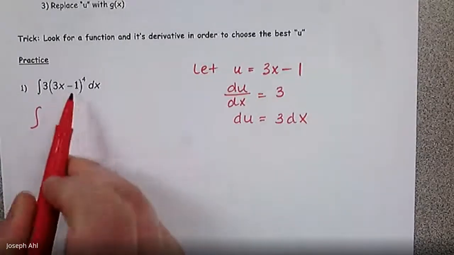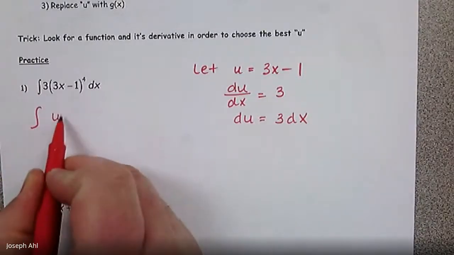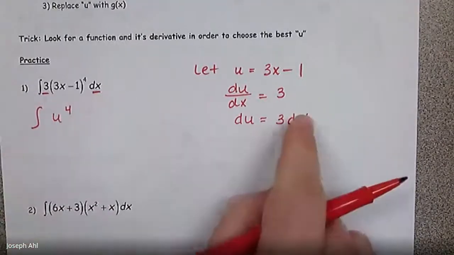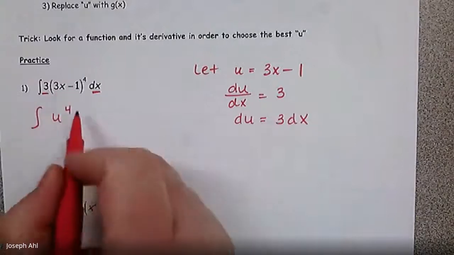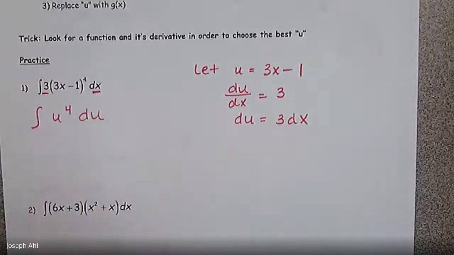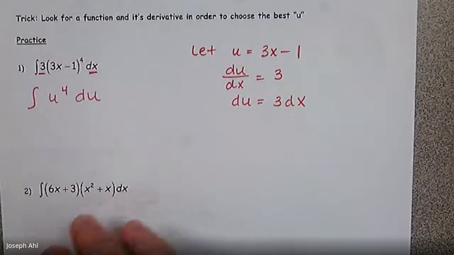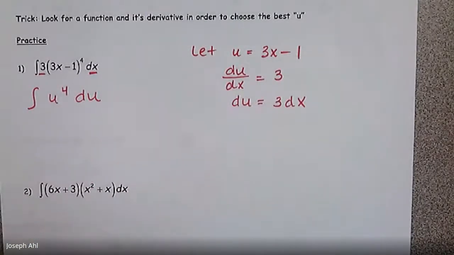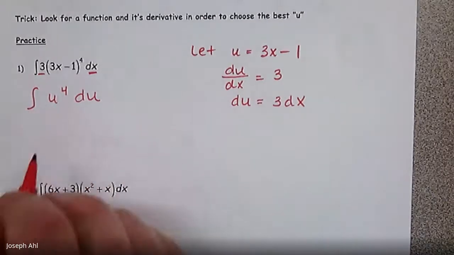following. Well, if 3x minus 1 is u, that's now u to the fourth. And 3 dx is equivalent to our du. So now we're going to integrate u to the fourth du, first with respect to u, and then of course we'll go back and back substitute our quantity u equals 3x minus 1. So there's a pretty easy integral to find.